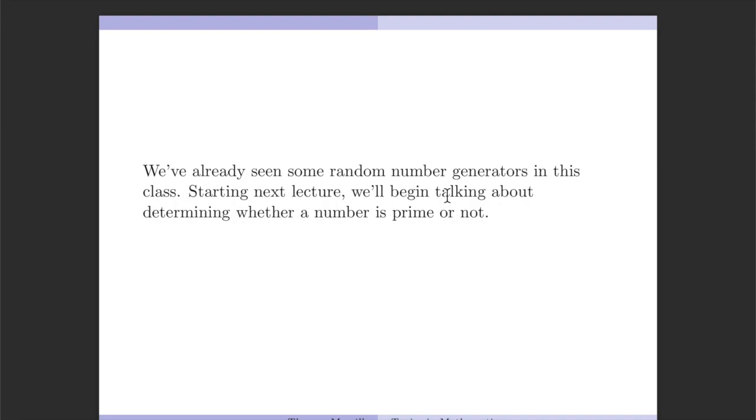So in my next lecture, I'm going to start talking about tests which determine whether or not a number is prime. And I think I will leave it there for today.